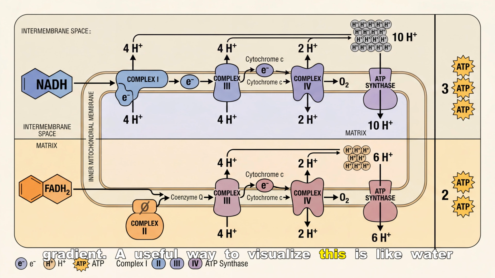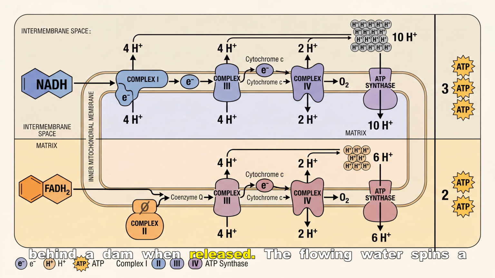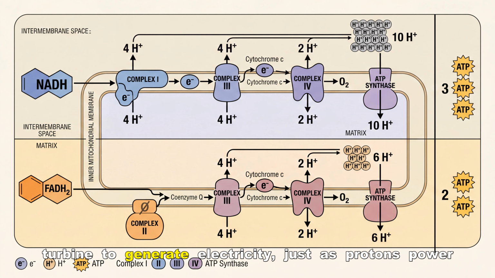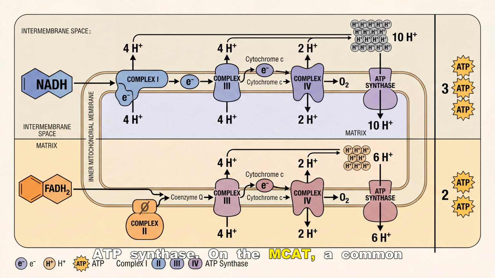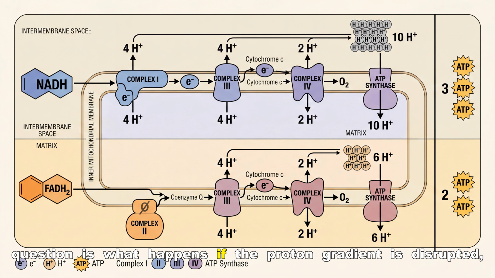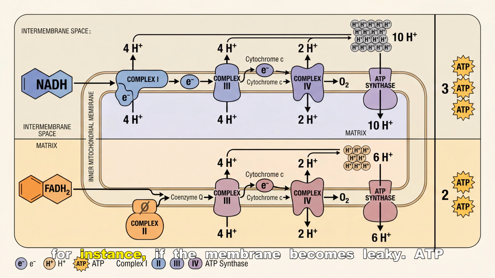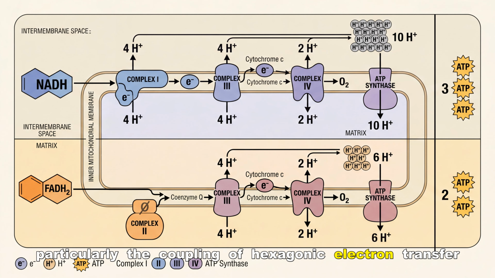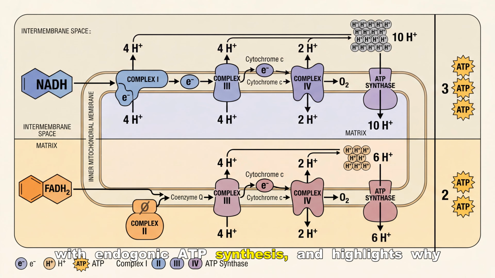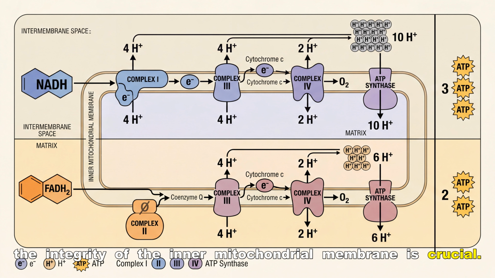A useful way to visualize this is like water behind a dam when released. The flowing water spins a turbine to generate electricity, just as protons power ATP synthase. On the MCAT, a common question is what happens if the proton gradient is disrupted. For instance, if the membrane becomes leaky, ATP production decreases even if electron transport continues. This concept links to thermodynamics, particularly the coupling of exergonic electron transfer with endergonic ATP synthesis, and highlights why the integrity of the inner mitochondrial membrane is crucial.